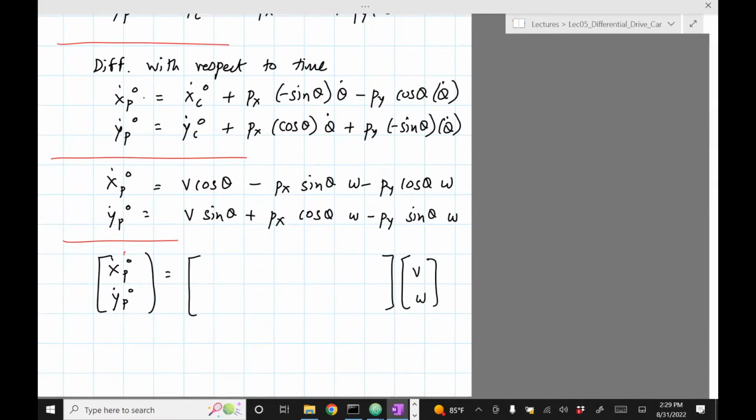And we can fill in the entries by just looking at the things which are in that equation. So v gets multiplied with cosine theta. And then for the second part, we need to put these two things. So minus, let me just put it in brackets, px sine theta minus py cosine theta. That's my first equation. The second equation will have v times sine theta, and then px cosine theta minus py sine theta.